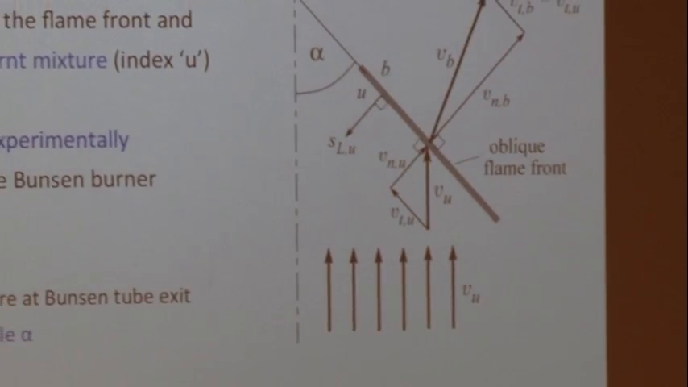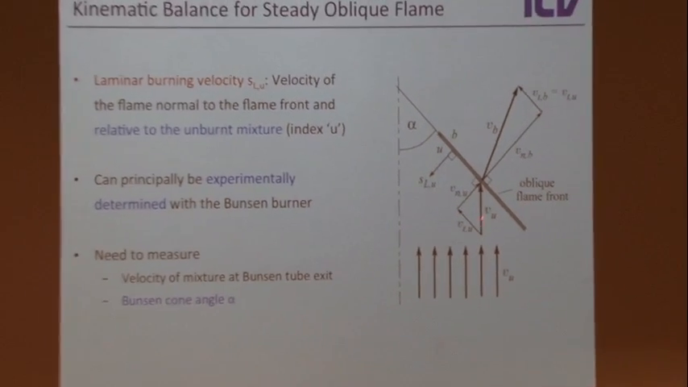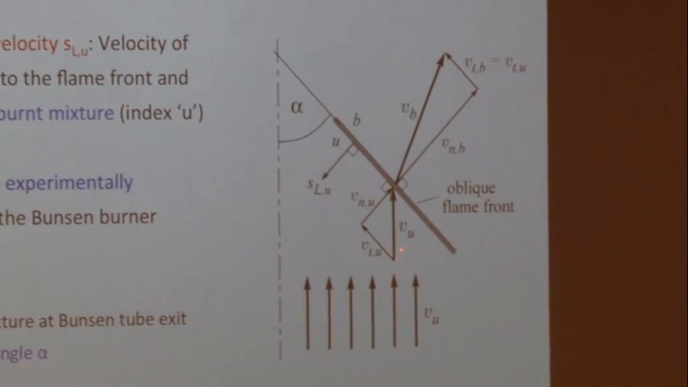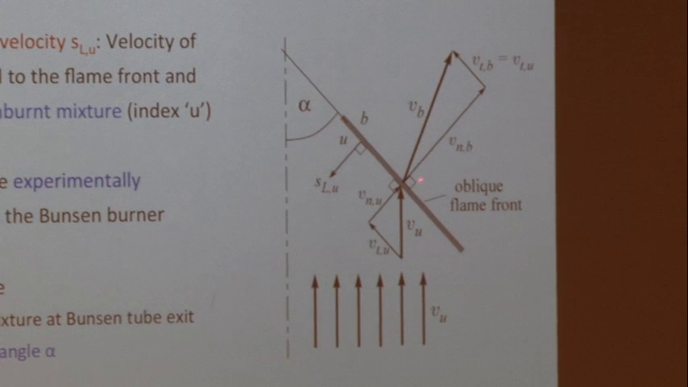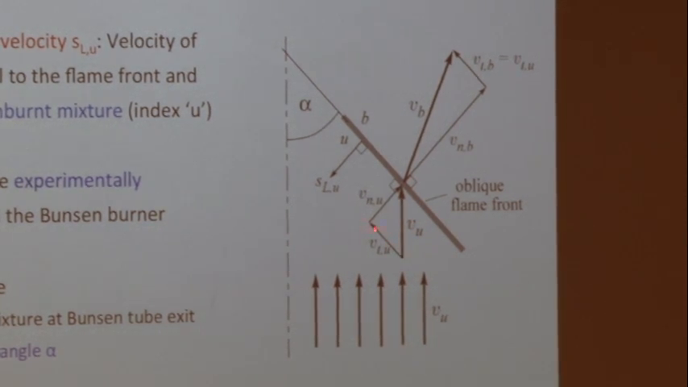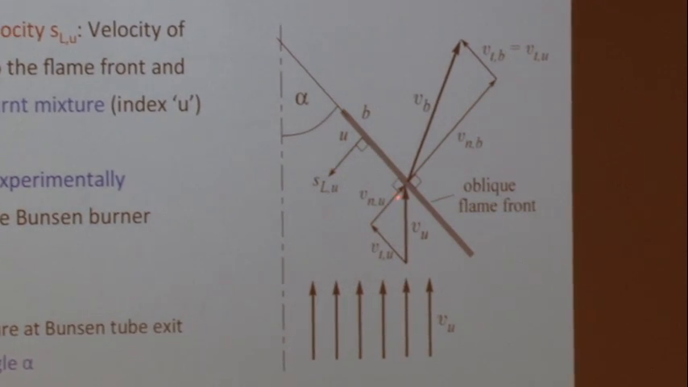And so what we can do is take this velocity, the incoming velocity here, and split it up into a tangential component and a normal component. And then you see the normal component goes into the flame, and that is the same as the burning velocity. That's what the burning velocity has to overcome.